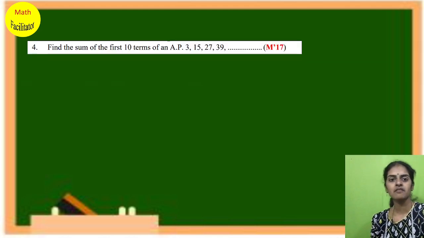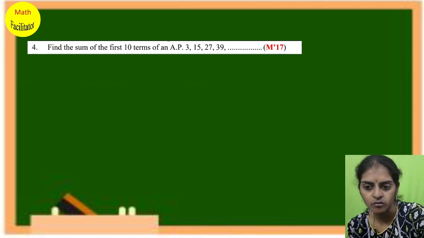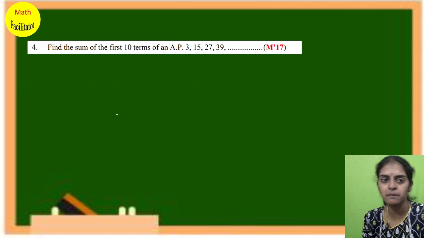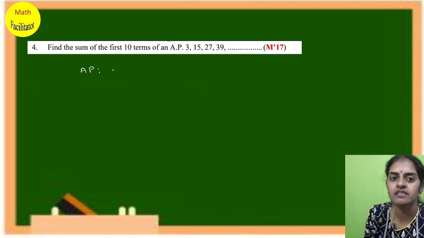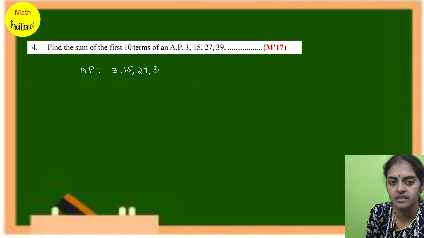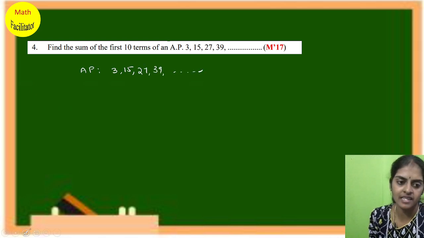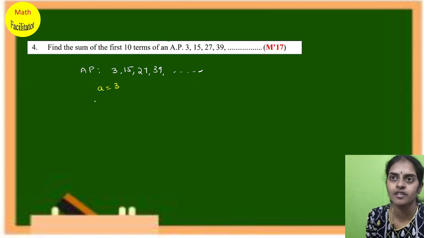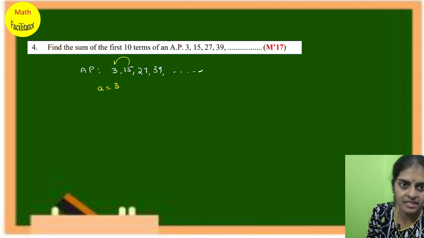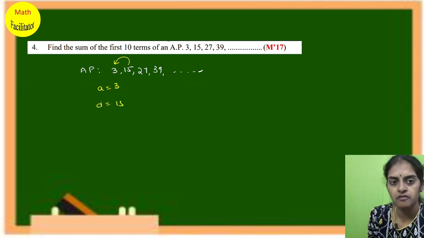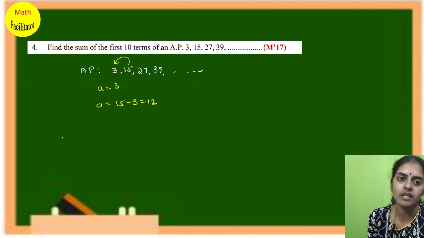Next question. Find the sum of the first 10 terms of an AP. You need to find the sum of the first 10 terms of an AP. See what is the AP given? And so on. This is the AP. So from the AP, can I find the first term? Common difference, see, is nothing but 15 minus 3 is 12. So now I need to find the sum of the first 10 terms.